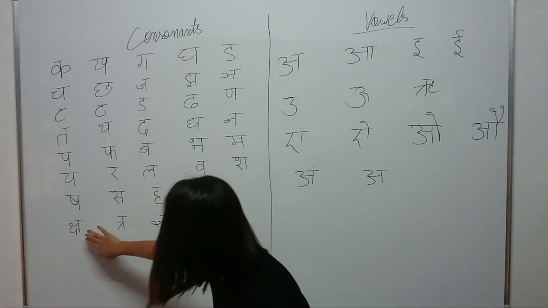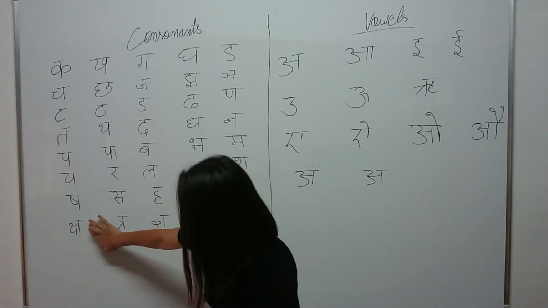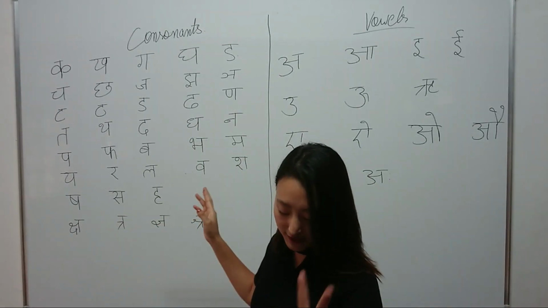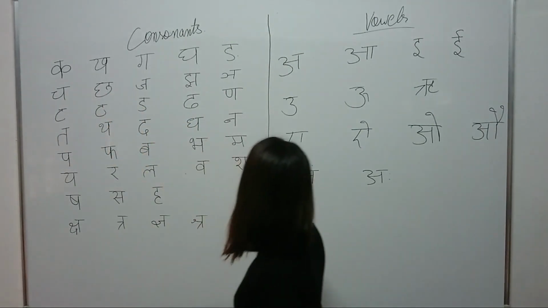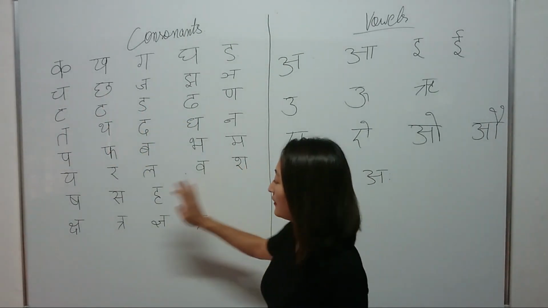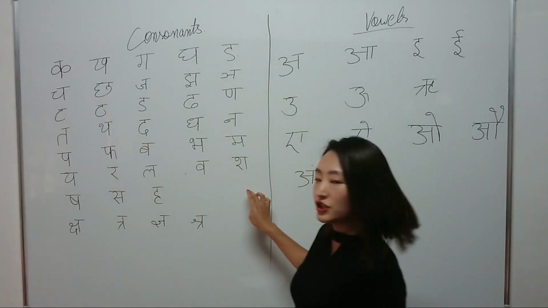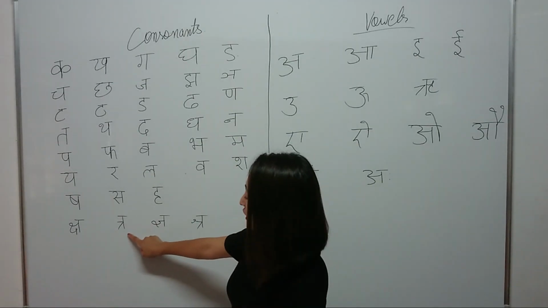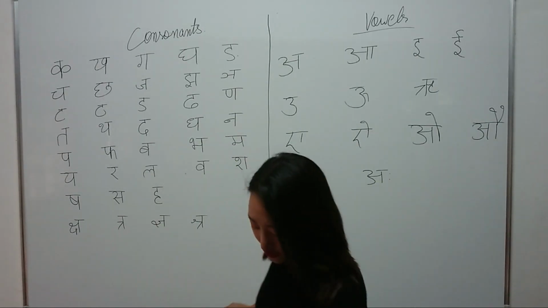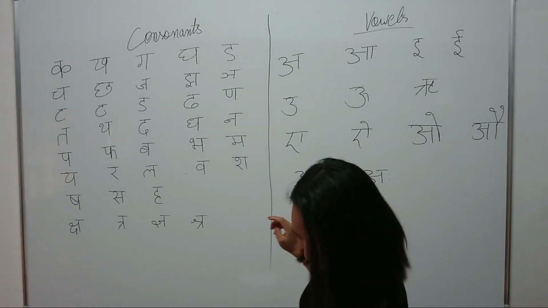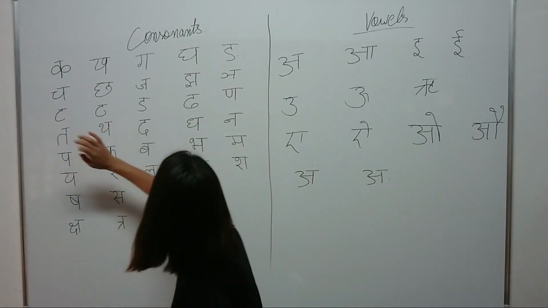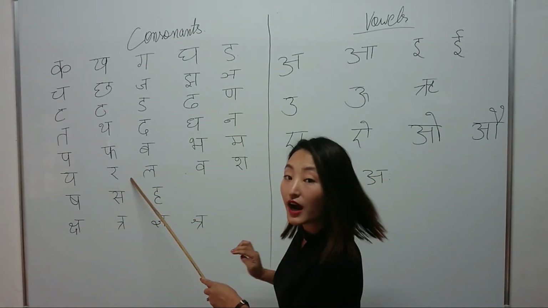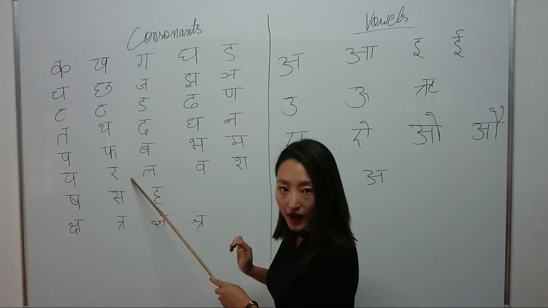Now, kaksha. This letter, kaksha, is a combination of two consonants, that is ka and sha. Okay? Now the next one, tra. This letter, tra, is a combination of two consonants, that is ta and ra. Tra, okay?